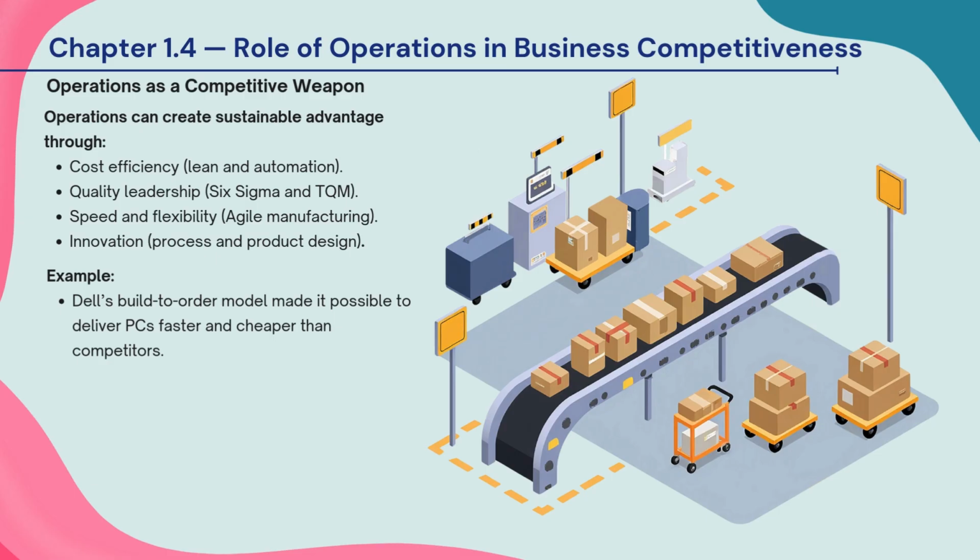Operations can become a powerful source of competitive advantage when an organization uses them to achieve superior cost efficiency through lean practices and automation, deliver consistent quality through approaches like Six Sigma and TQM, respond quickly to market shifts with agile and flexible production, and innovate through smarter process and product design. These capabilities allow companies to stand apart in crowded markets. A well-known example is Dell's build-to-order model, which enabled the company to assemble and deliver PCs faster and at lower cost than traditional competitors, turning operations into a strategic differentiator.